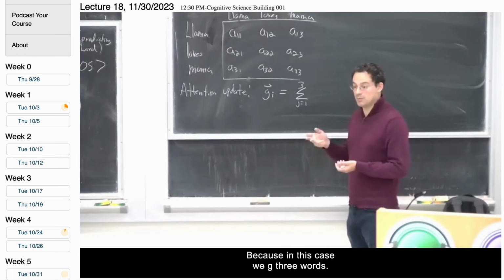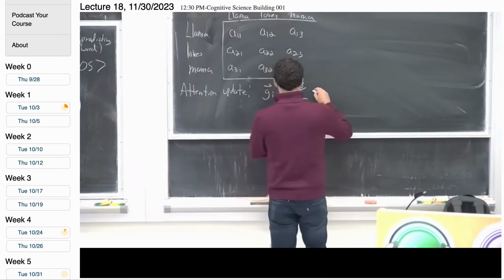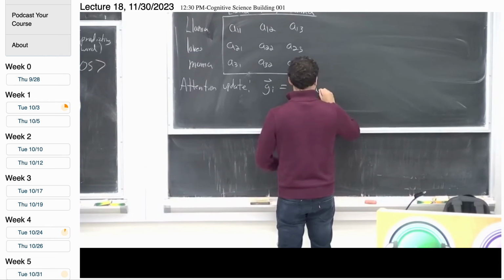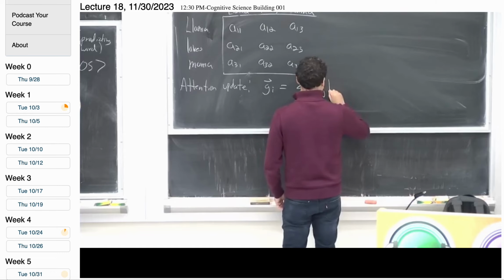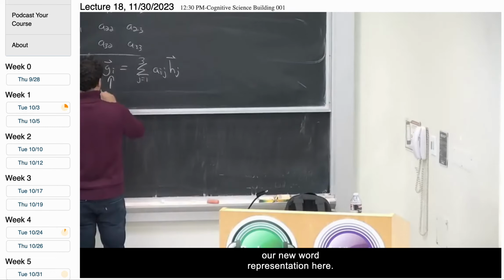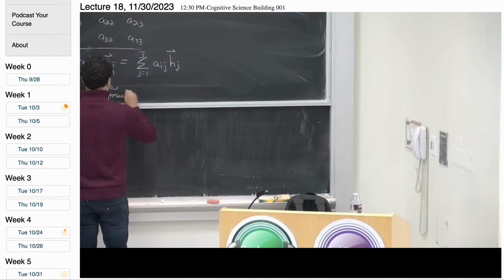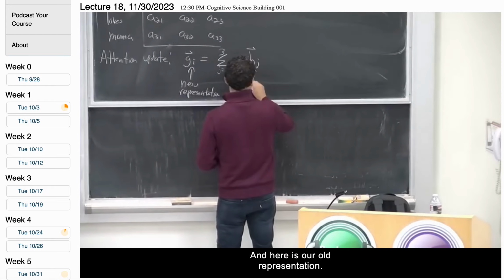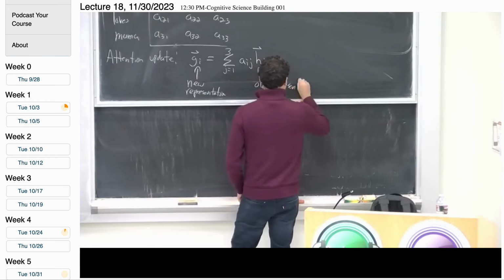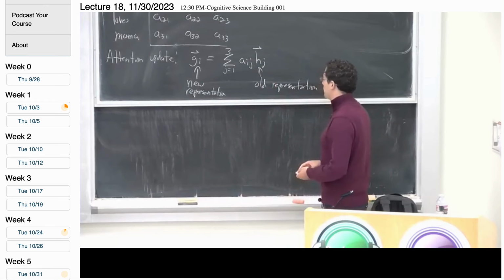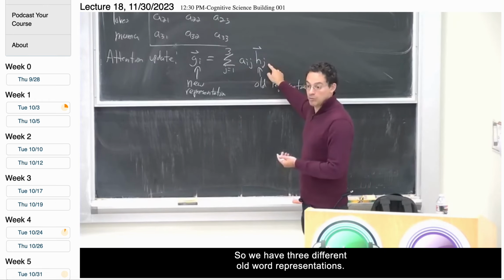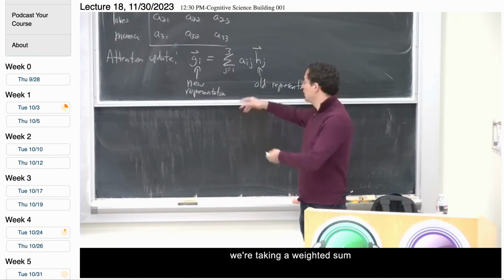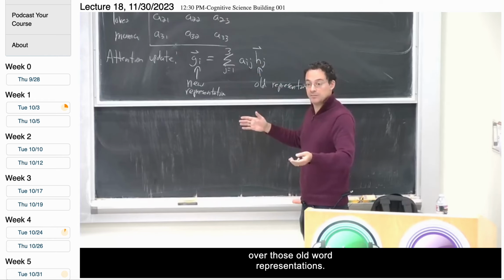Why am I summing up to 3? Because in this case we have three words. So this is our new word representation here, and here is our old representation. We have three different old word representations, one for each word in the sentence. We're taking a weighted sum over those old word representations. That's going to give us our new word representation.